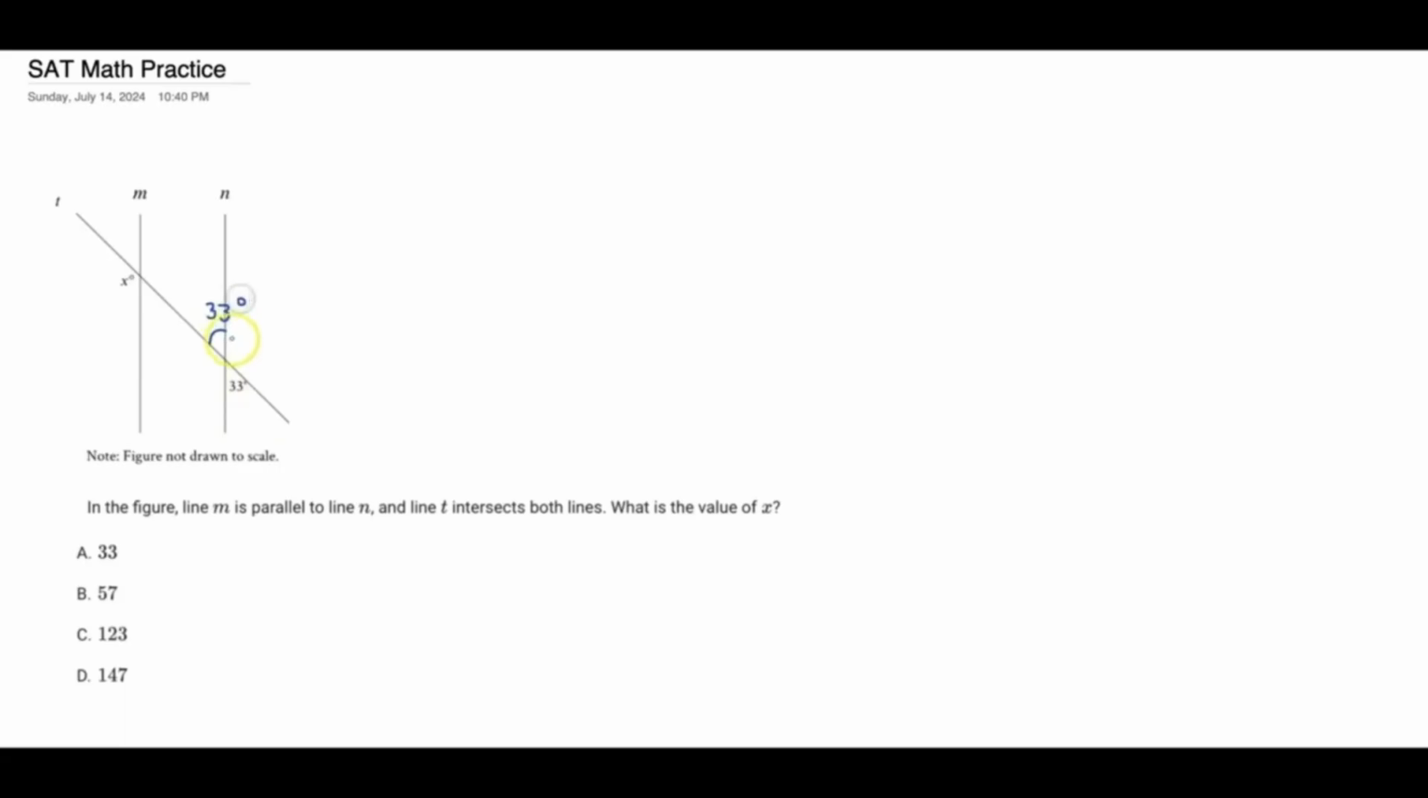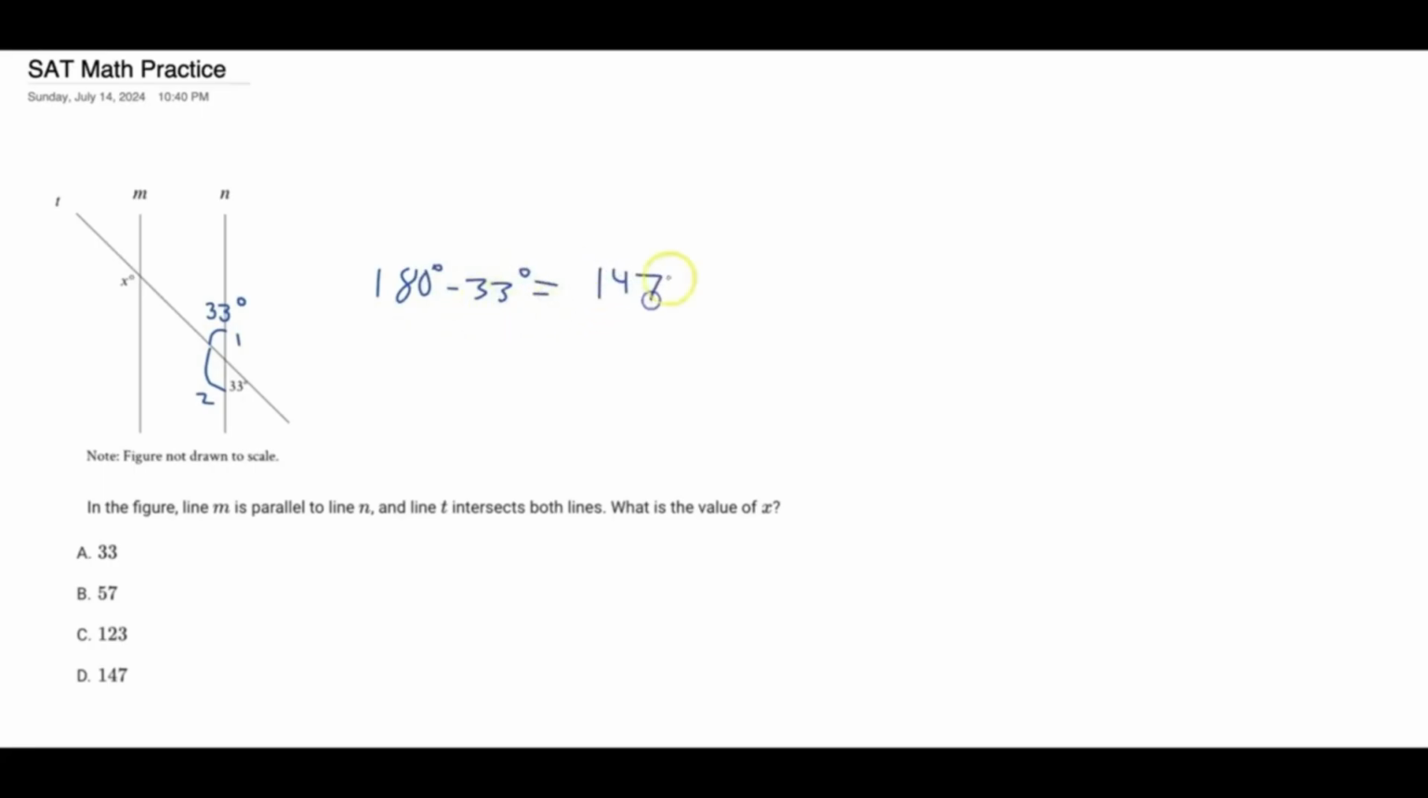So if we call this angle right here that we just labeled angle 1, and let's call this one angle 2, angles 1 and 2 are supplementary angles, right? Because two angles that make up a straight line will add up to 180 degrees. And so if we know the total between those two angles is 180 degrees, and we just found angle 1, then we can find angle 2. And so angle 2 here will be 147 degrees.